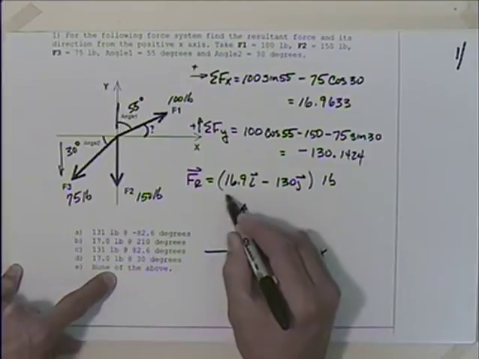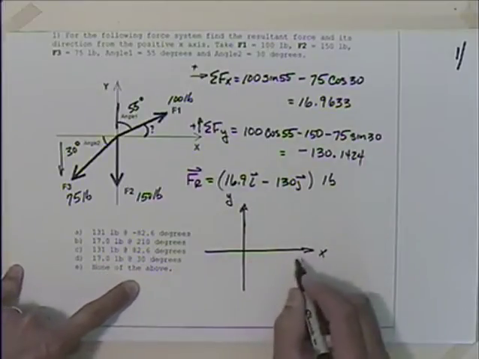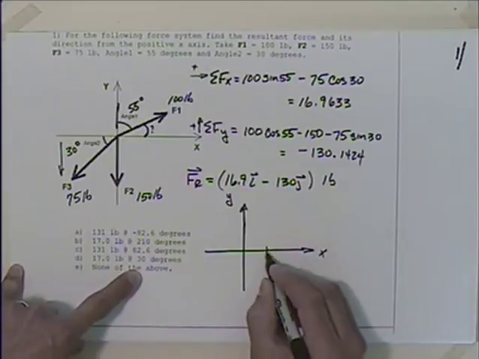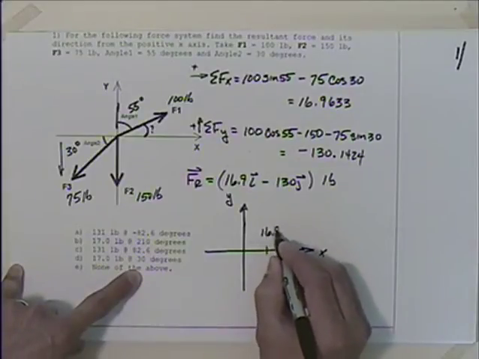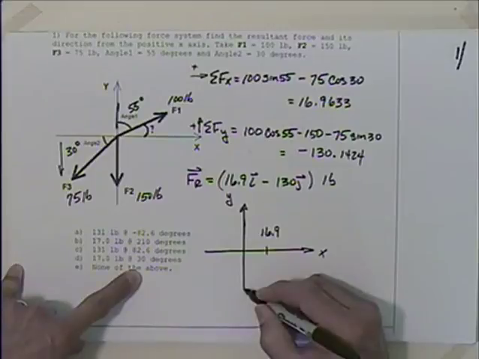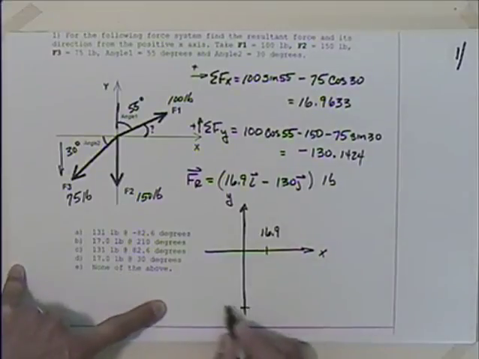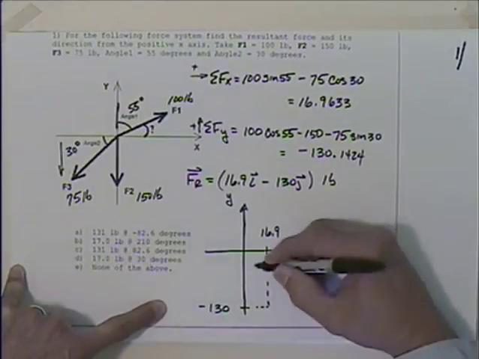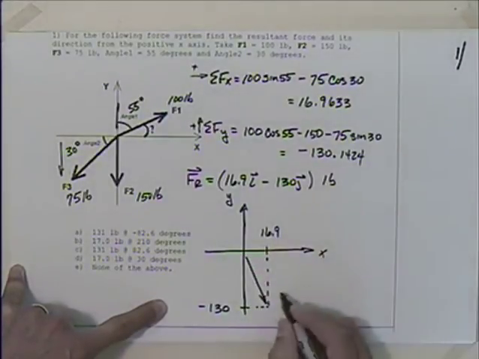Put this on an XY coordinate system. So where are we on this XY coordinate system? 16.9. And then down here, way down here, at minus 130, I can plot F sub R.